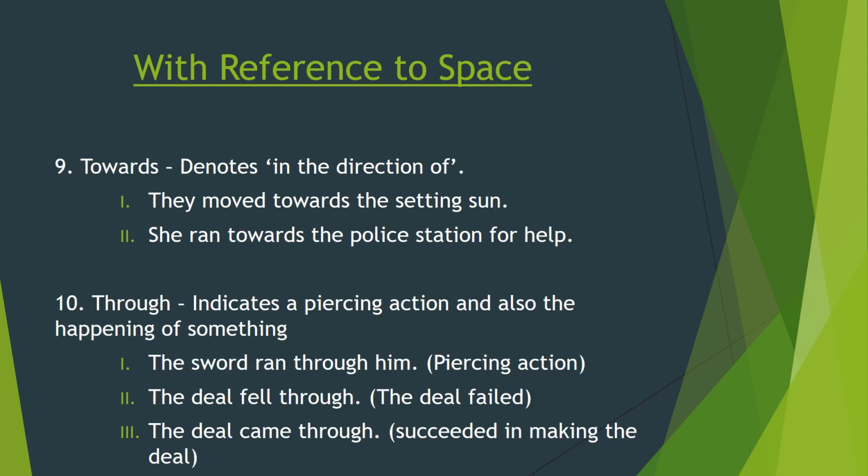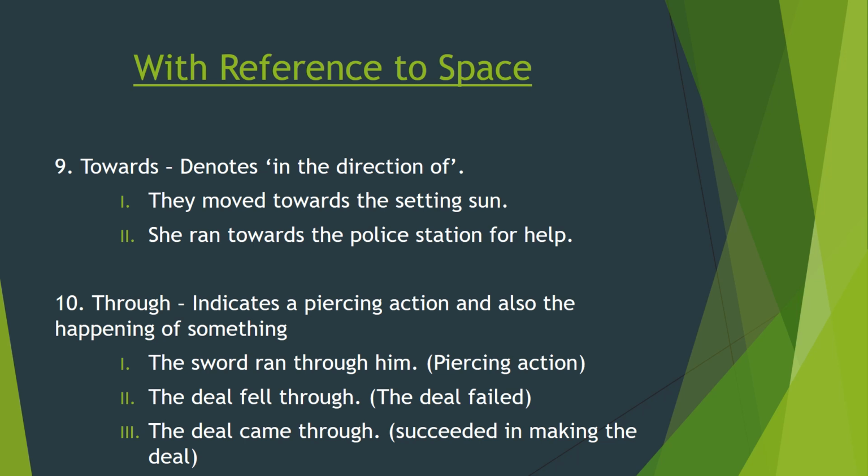The preposition towards denotes in the direction of. They moved towards the setting sun. She ran towards the police station for help. So in the direction of the police station, in the direction of the setting sun. When direction is there, we use the preposition towards.